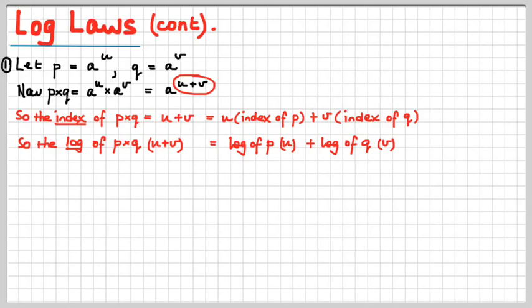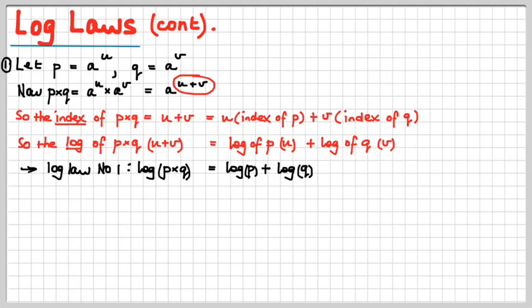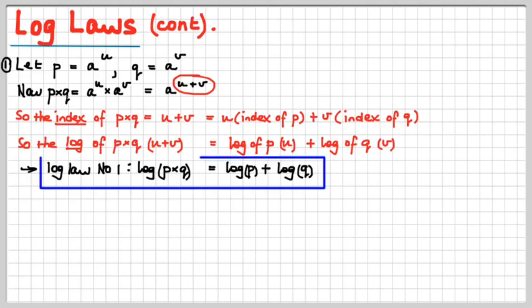So, I'll say it again. The log or the exponent of the result of multiplying p by q is u plus v, and it's found by just adding the individual exponents of p and q. So log law number 1 says that the log of the result of multiplying p and q is found by adding the exponent of p to the exponent of q. That's all it says.